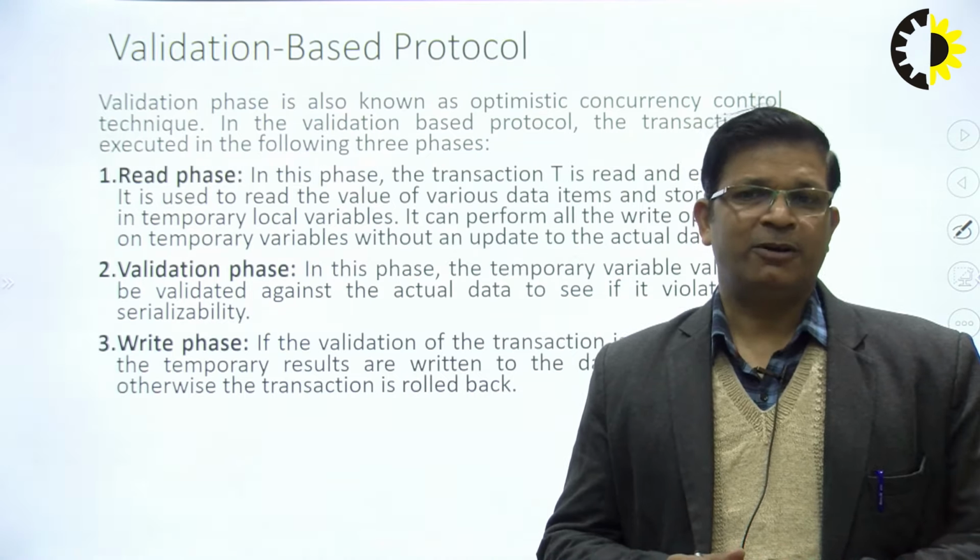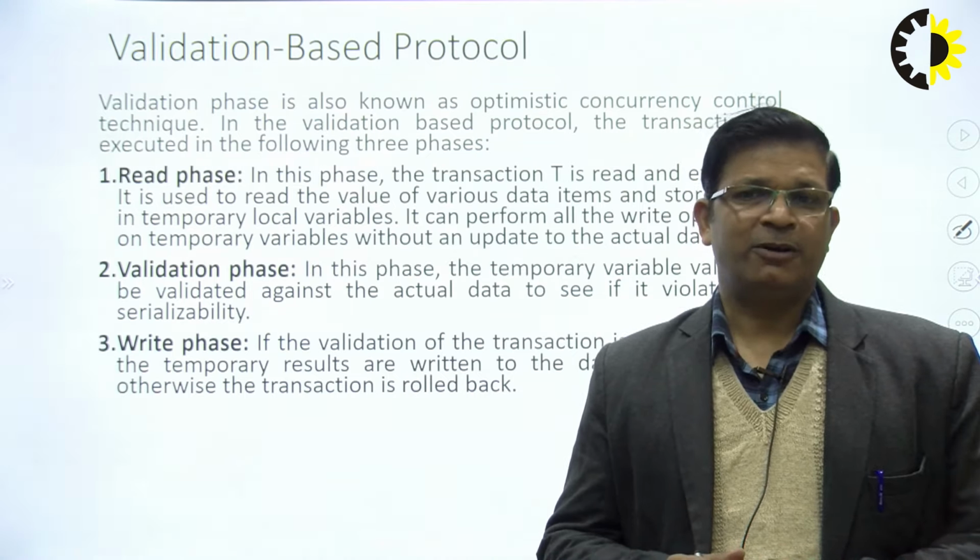The validation based protocol basically has three timestamps. Start, TS stands for time stamping; Start(Ti) is the time when Ti started its execution. The next is validation, TS(Ti), the time when Ti enters its validation phase, once the operation has been applied to the particular value and the value can be changed, or it can be a read phase only. The last is finish, the time when Ti finished its write phase. If the value has been changed in the temporary variable, then it must be written into the database.